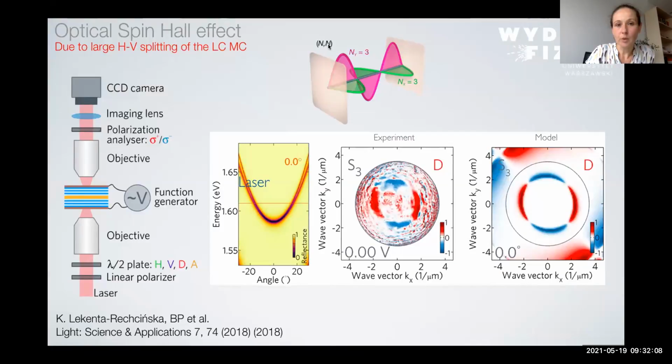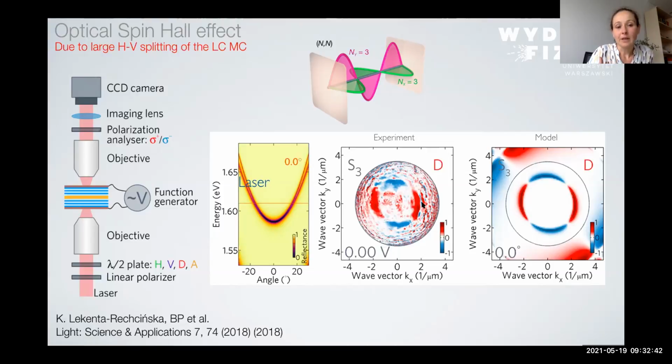So we really have two modes of the same parity, the same mode number. This is a typical example, as we know from the semiconductor structure, where we had the TE and TM mode splitting. So what we observe when we make the resonant transmission of linearly polarized light of the diagonal polarization through this mode, we observe this quadrupole pattern that demonstrates the optical spin Hall effect acting on the pure photons.